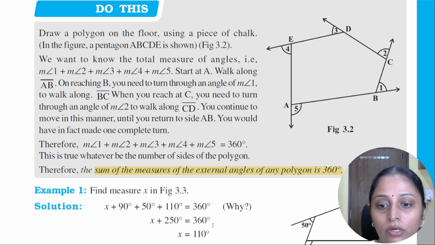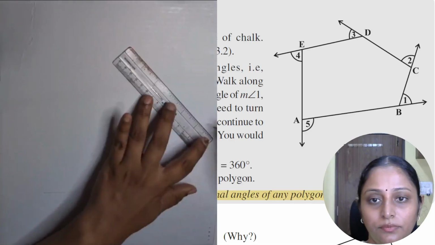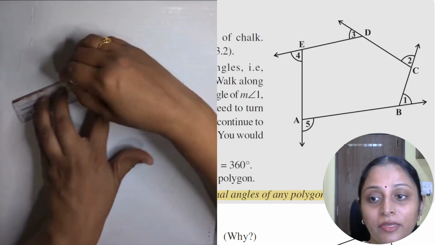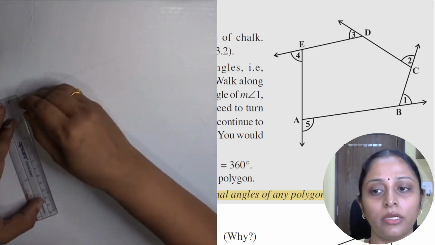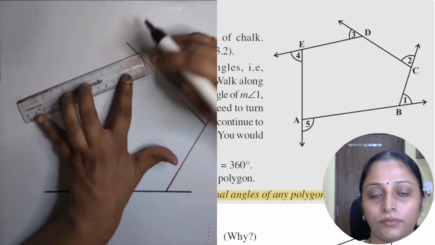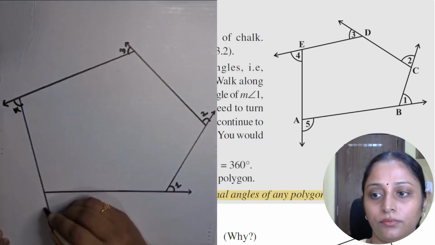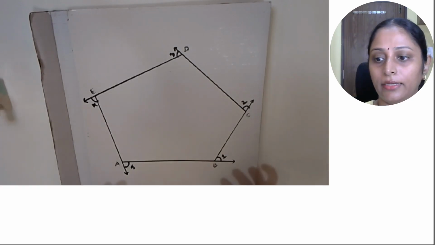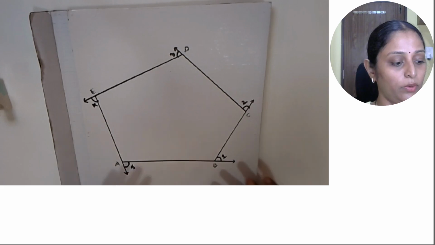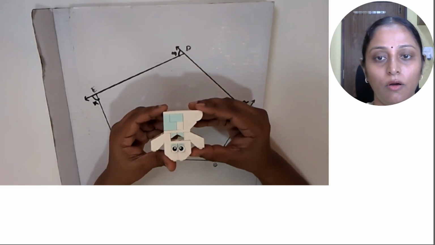In order to do this activity, I will show you a quick time-lapse video of constructing this pentagon. As you can see, I have not taken any specific measurements. We just want a pentagon, which is a polygon of 5 sides. Right, so now we have our pentagon ready.